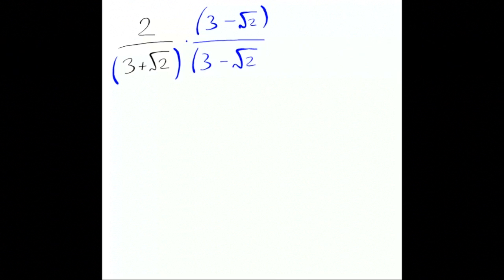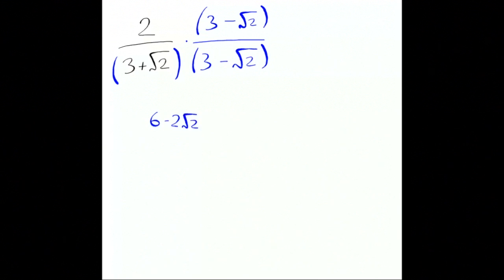If you've got a more complicated denominator, we're going to use one of our ideas called difference of two squares. And so we're going to times the top and bottom by the same as the denominator, but with the opposite sign. So in this case, we're going to go for 3 minus root 2.